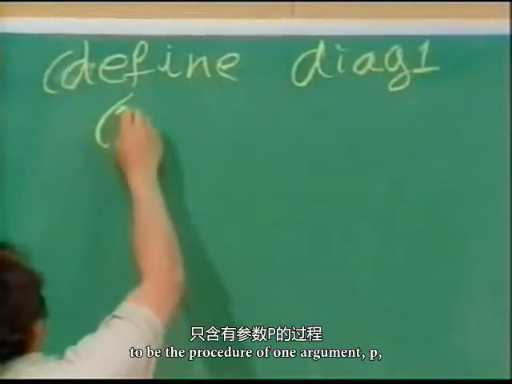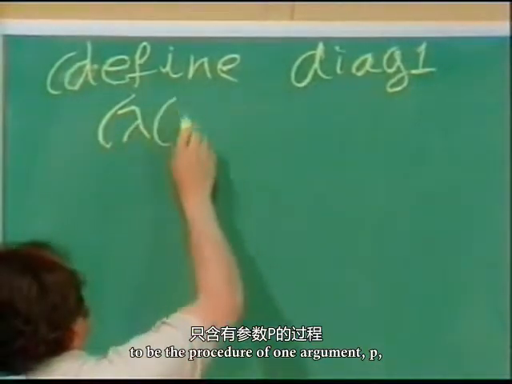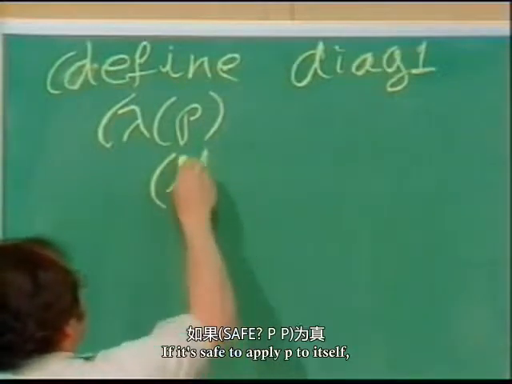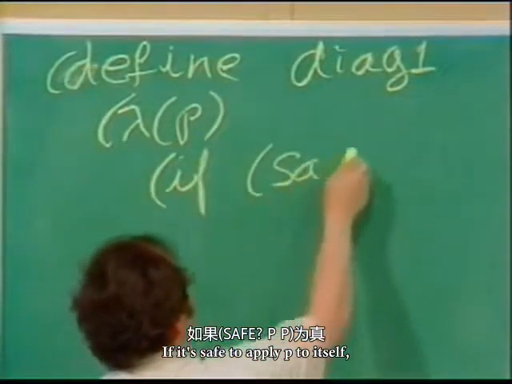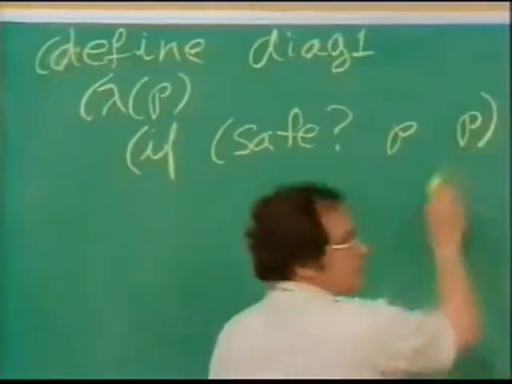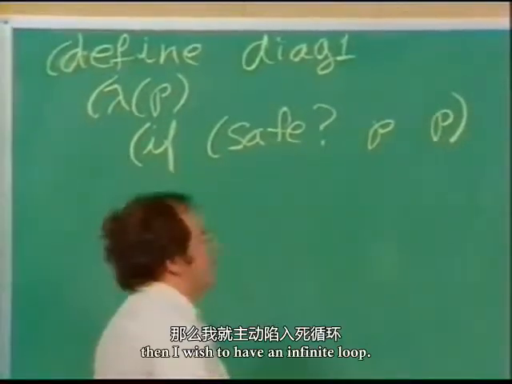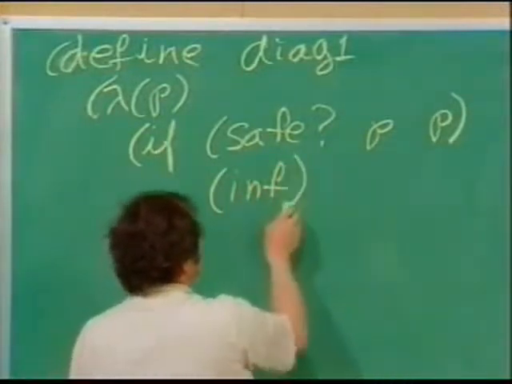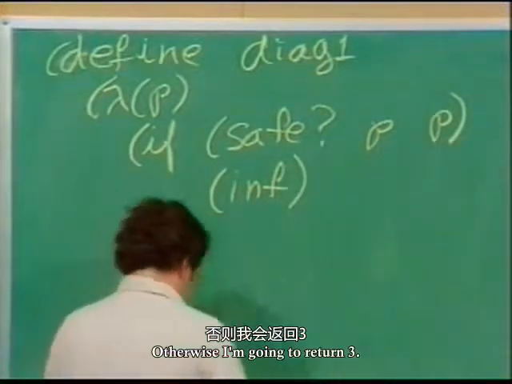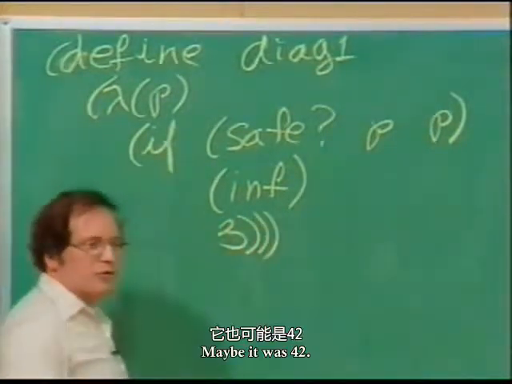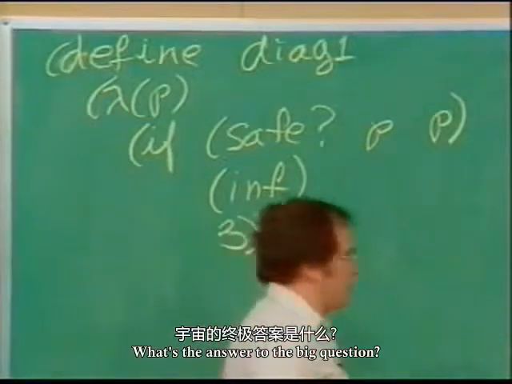Let diag1 be the procedure of one argument P, which has the following properties. If it's safe to apply P to itself, then I wish to have an infinite loop. Otherwise, I'm going to return 3. Maybe it was 42. What's the answer to the big question?